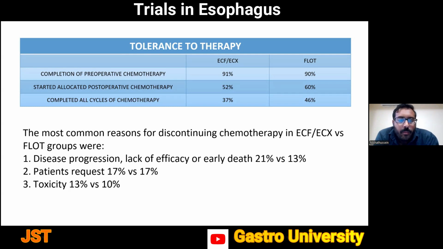And the most common reasons for discontinuation of chemotherapy were, number one, either the disease progressed during the follow-up, or lack of effective chemotherapy, or early death. And this was more in the ECF group, 21% versus 13% in the FLOT group.